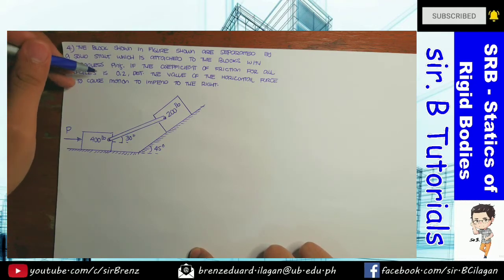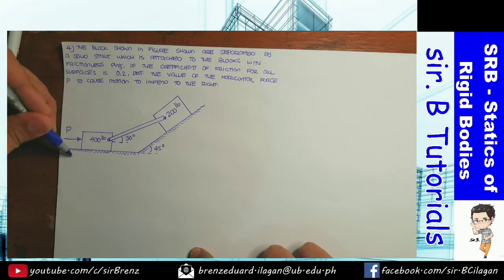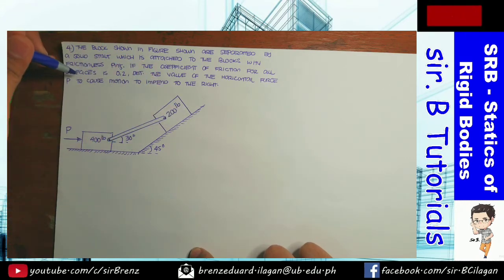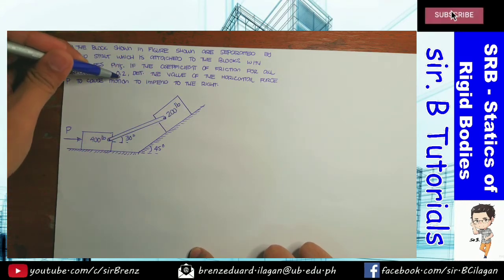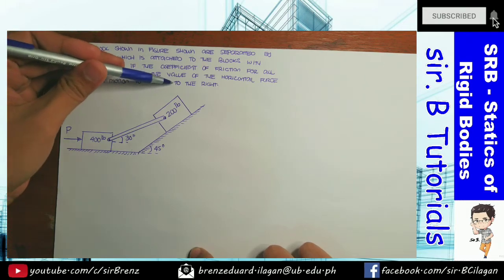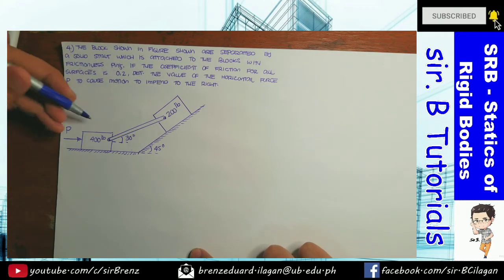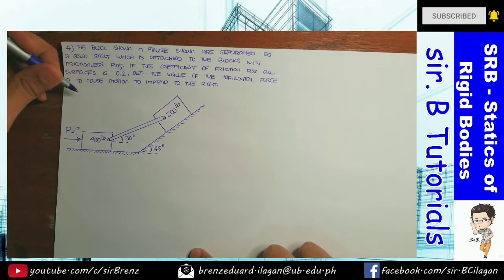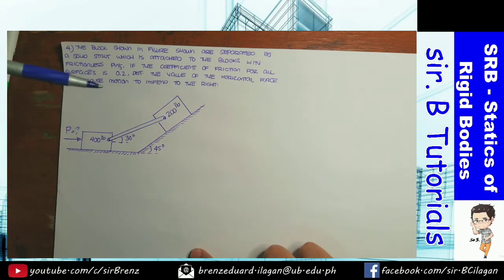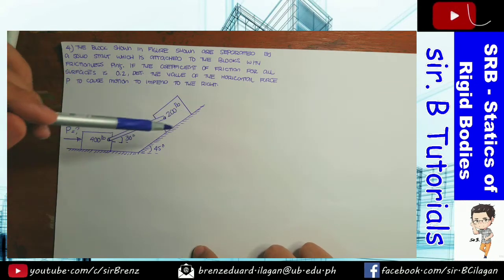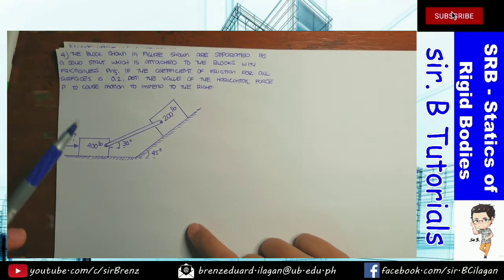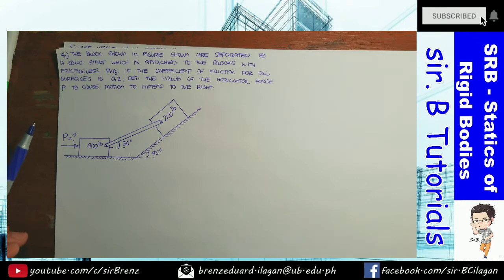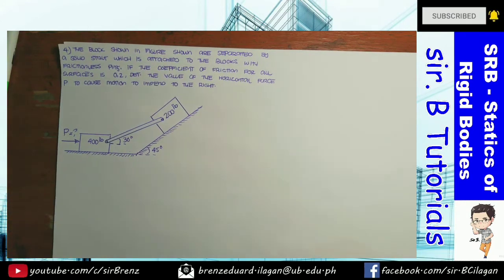And then if the coefficient of friction for all surfaces, so itong pinagpapatungan nila, has a coefficient of friction of 0.2, determine the value of the horizontal force P. So ito po yung pinapahanap to cause the motion to impend to the right. So again, yung magiging tendency na gumalaw sila is papunta sa kanan ulit. So in short, yung mga frictional resistance mo should be in the direction na papunta sa kaliwa.